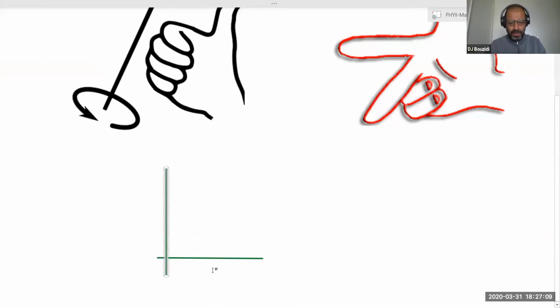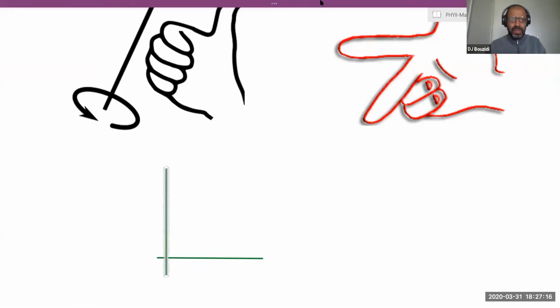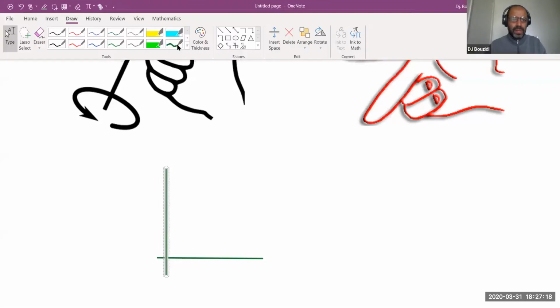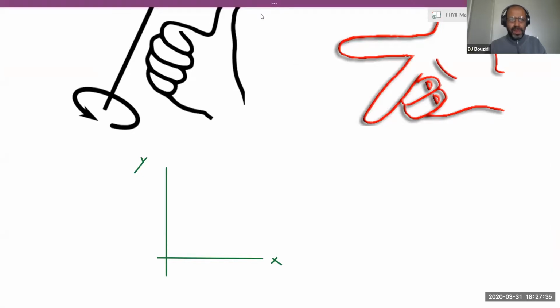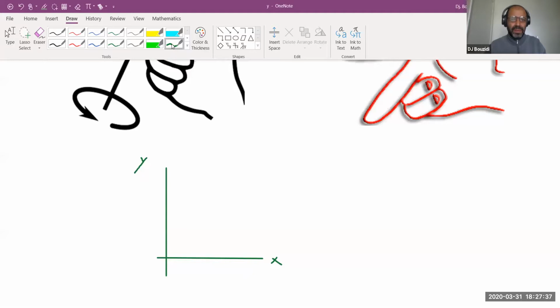I'm just drawing problem 72, if you guys have a look at it. So one of them is the x-axis and the other one is the y-axis. So this is the x-axis and this is the y-axis. And what else does it say in here? What is the problem? There is a magnetic field that is coming out of the surface. Yes.